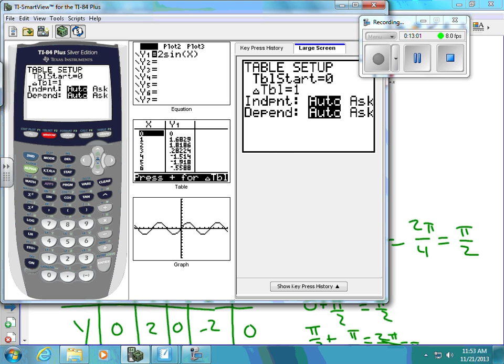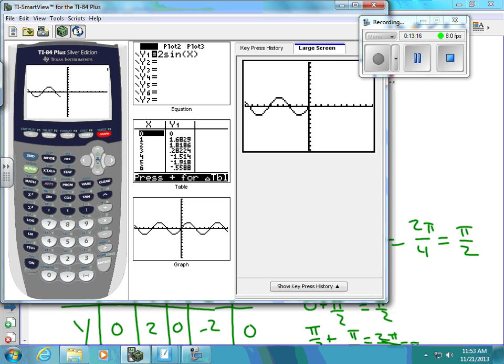We want to start at 0. That's where our table starts. But our changing table value is going to be different. We want that to be pi over 2. That was our period divided by 4 value. So when I go to graph, and I see the picture, it's going to look like that.